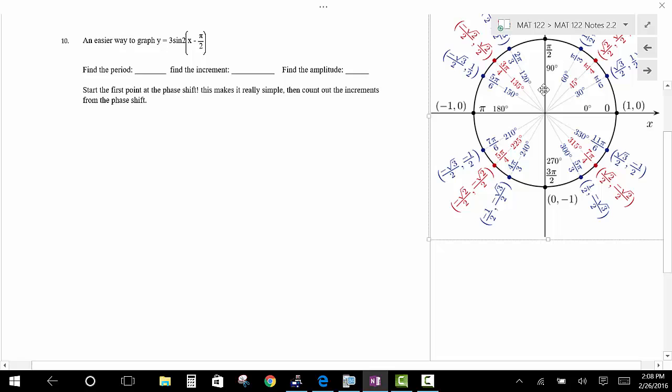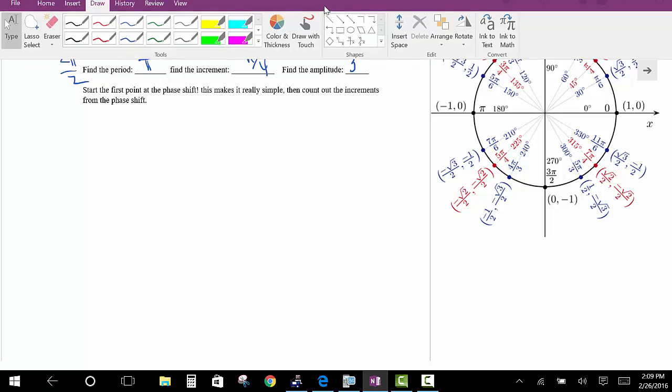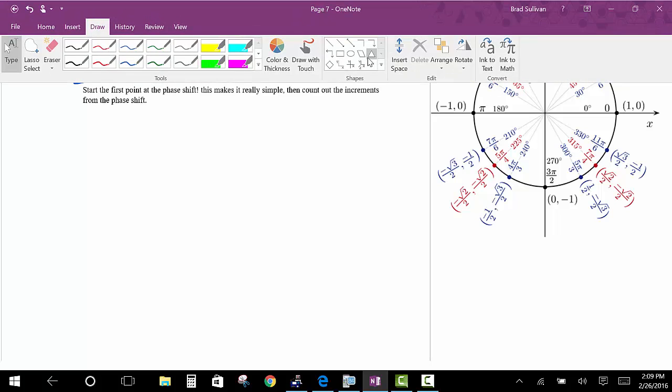Okay, let's do this one. And you can do this in a different way. To me, I don't know if this is any easier or not, but you can start this at the phase shift. I'm going to just show you how you can do this problem in one step. So we can find the period. So again, the period is 2 pi over 2, so that's pi. The increment is the period divided by 4, and then the amplitude, of course, is 3. So what I'm going to do is show you how I would do this just in one step.